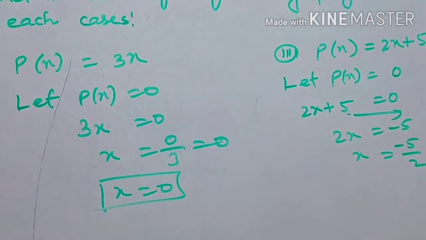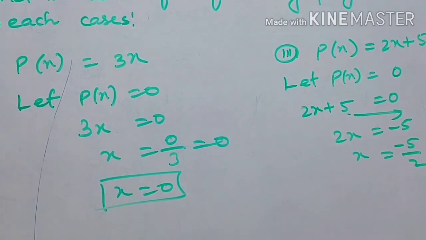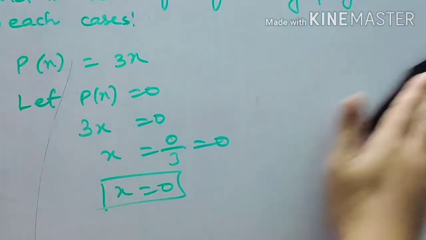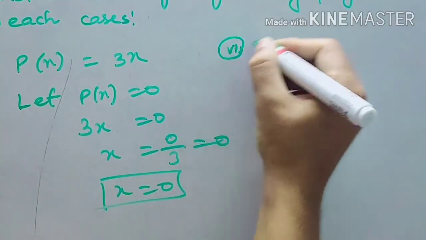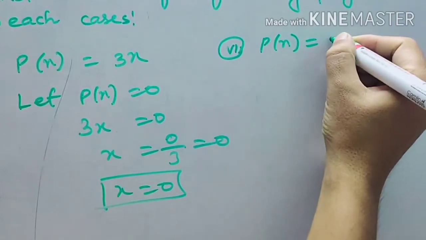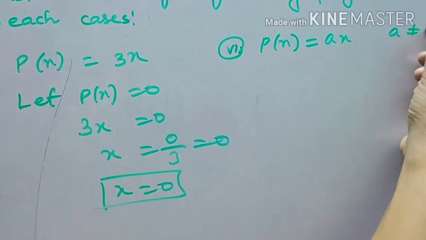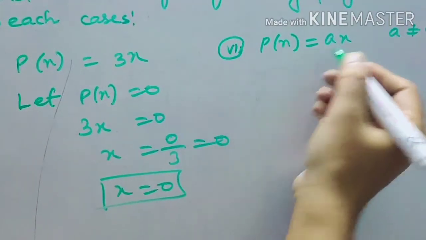Let us try one more sum now. Same thing. Sixth sum. P of x is equal to ax, where a should not be equal to 0. If a is 0, it is not a polynomial. That is called the 0 polynomial.